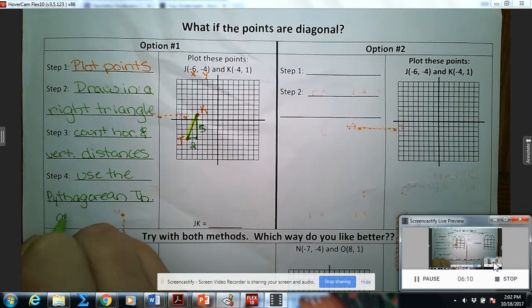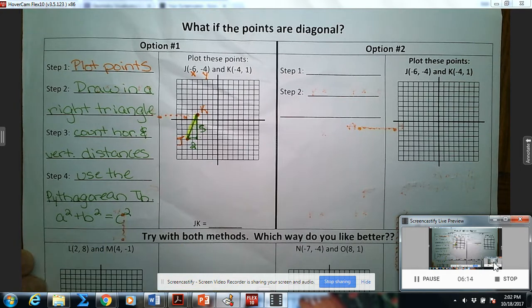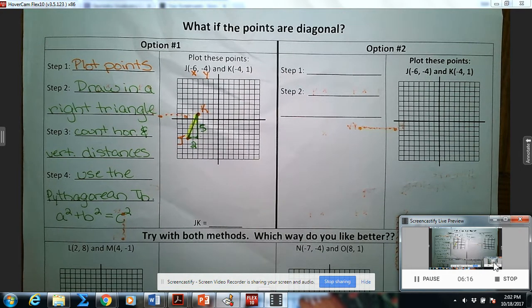You know what that is. Good old a squared plus b squared equals c squared. We've practiced that recently with some review, and you've also done it for several years in different math classes. So this should be something you're feeling really confident about.